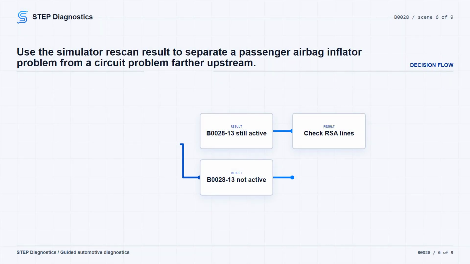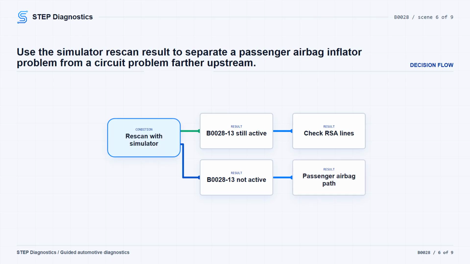Clear the codes with the HDS. Turn the ignition switch to ON (II). Wait for 10 seconds and check for codes again. If B0028-13 is still indicated, keep going to the floor harness and SRS unit side of the circuit. If B0028-13 is not indicated with the simulator in place, the diagnostic path points to an open or increased resistance in the front passenger's side airbag inflator, and the supported repair direction is to replace the front passenger's side airbag.